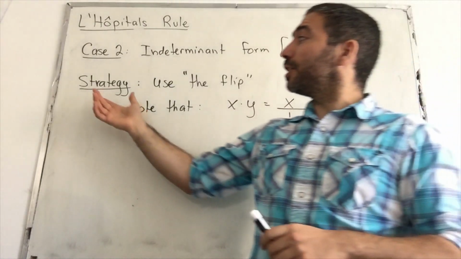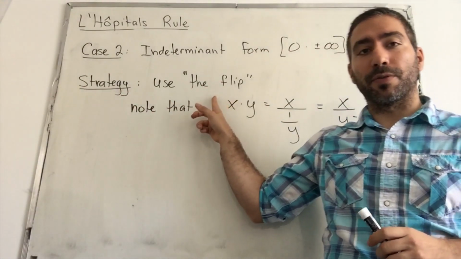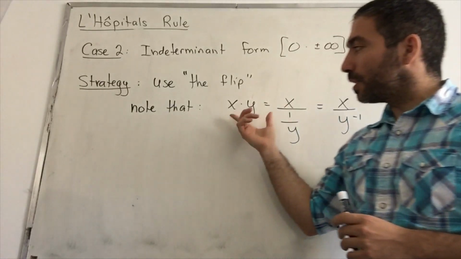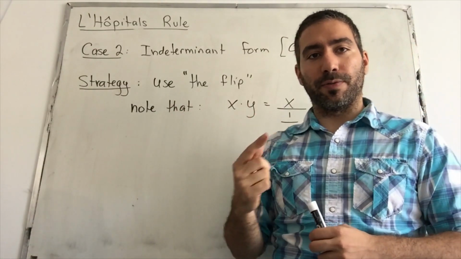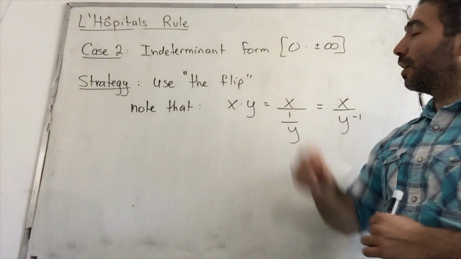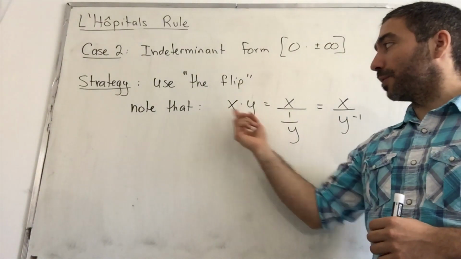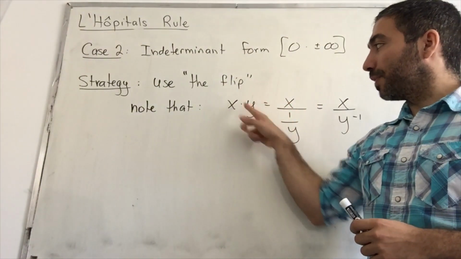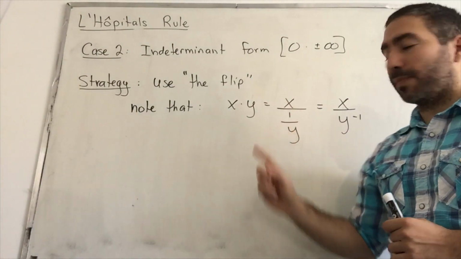So the strategy is something I call use a flip. The flip is essentially noticing that x times y, you're multiplying two functions because you have something times plus minus infinity, so you're multiplying two terms, and you're going to rewrite it as, if we want to flip the y, x over 1 over y.